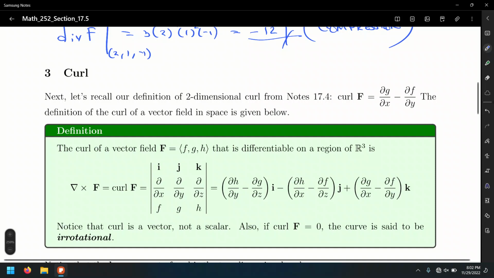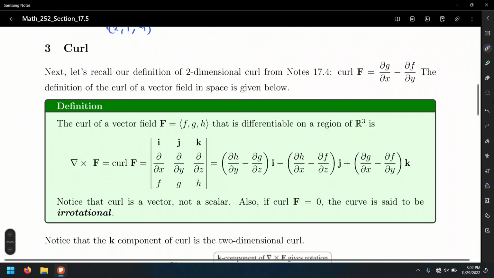17.3, yes. So we're given a vector field F, given by the functions f, g, and h. The 3 functions are differentiable in R3, in 3D essentially. So in this case, we're not going to do the dot product, but the cross product, which is going to be the curl. And that's related to the circulation, not the flow out or in, or compression, contraction.